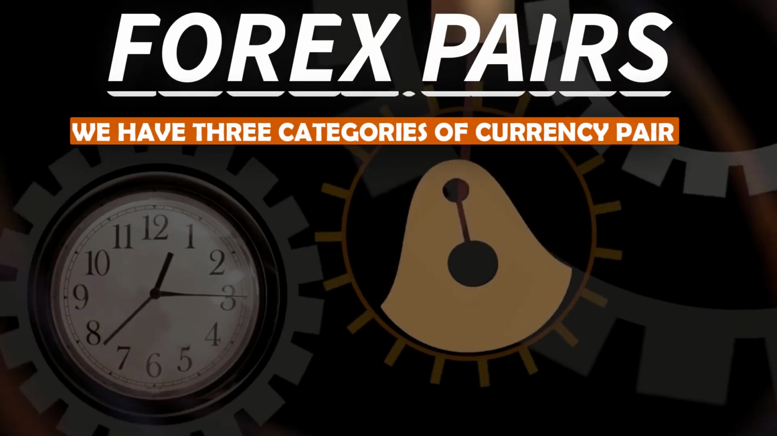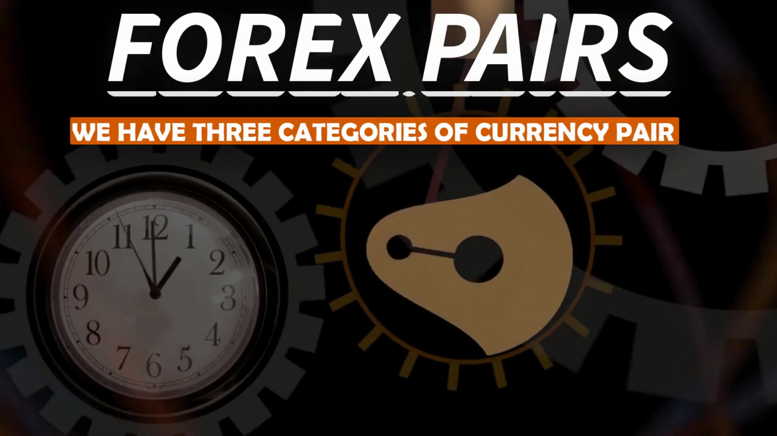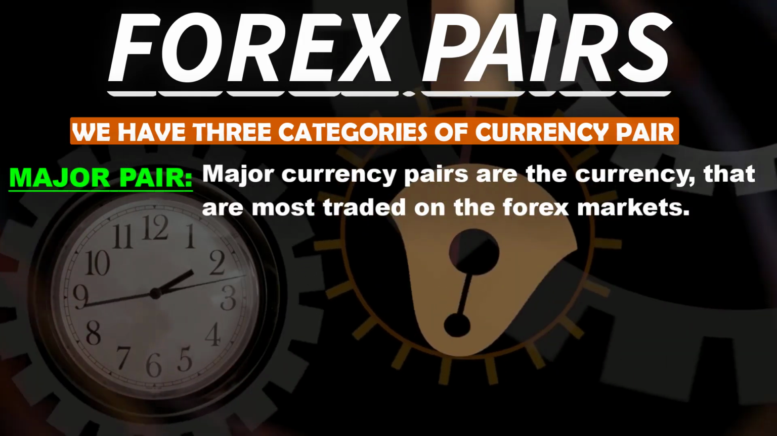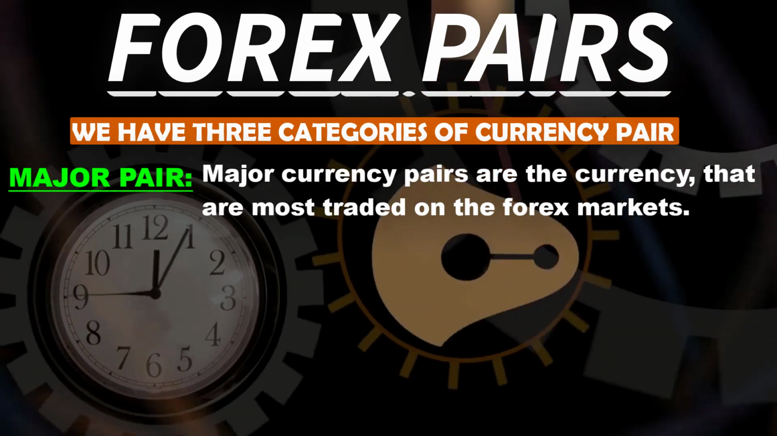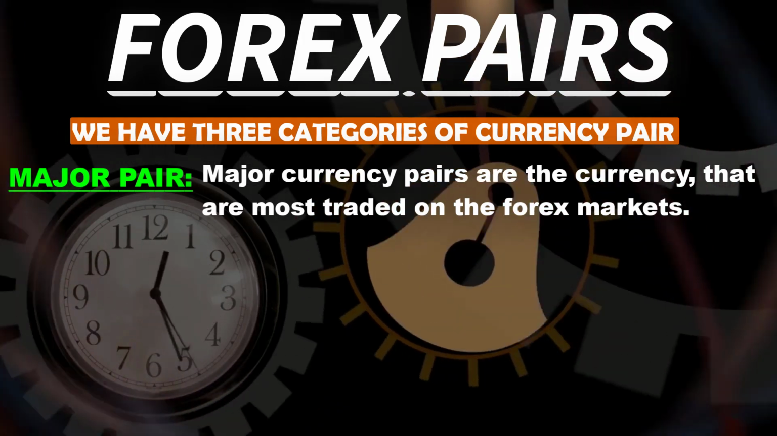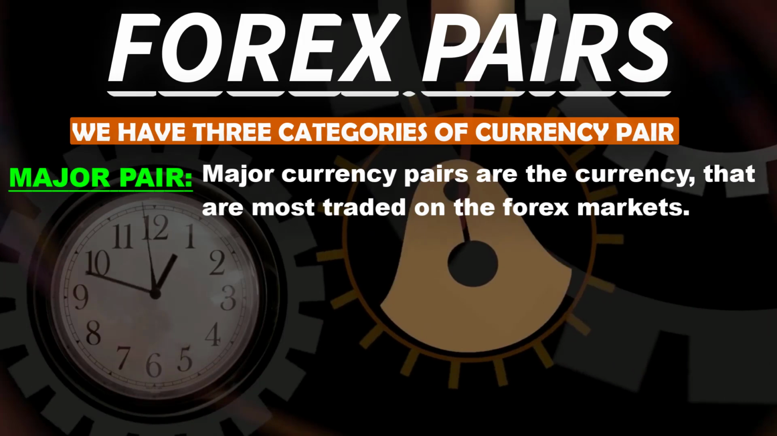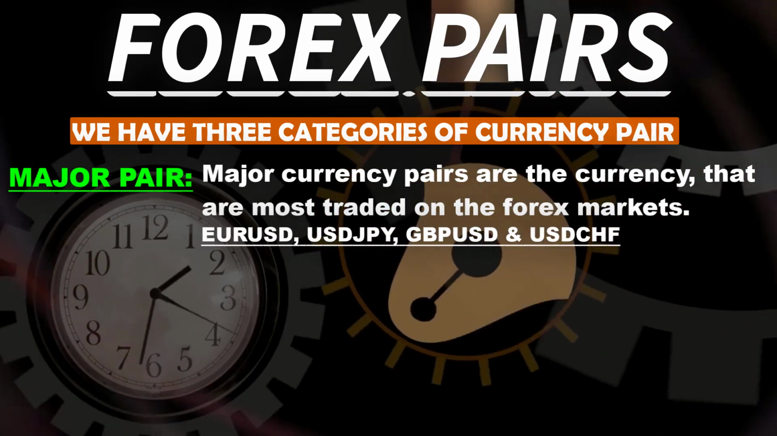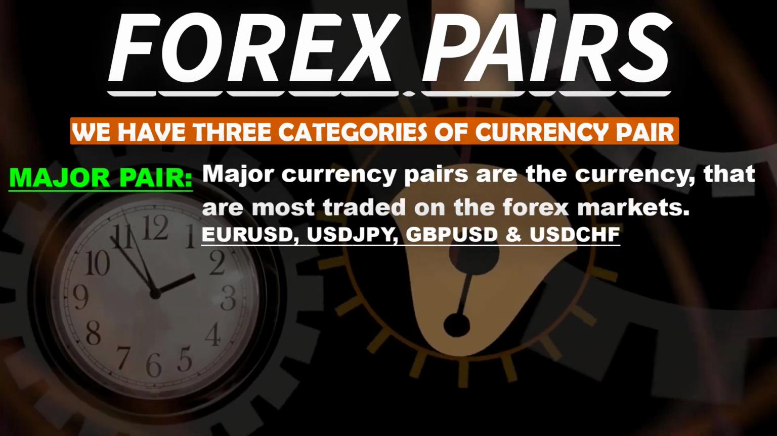In general, forex pairs can be separated into 3 categories. The first category being the majors. Major currency pairs are those currencies that are most traded on the forex markets. We have different opinions as to how many major currency pairs there are, but mostly the major currencies include EUR/USD, USD/JPY, GBP/USD, and USD/Swiss franc.